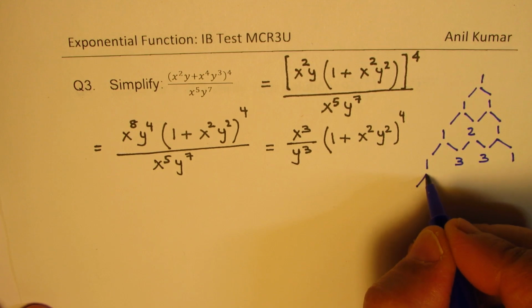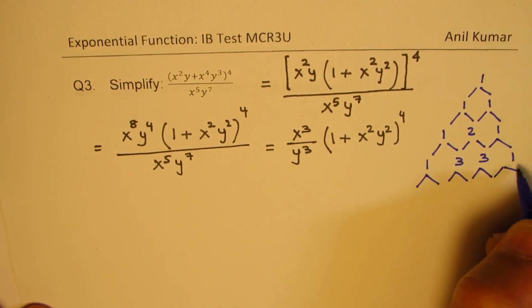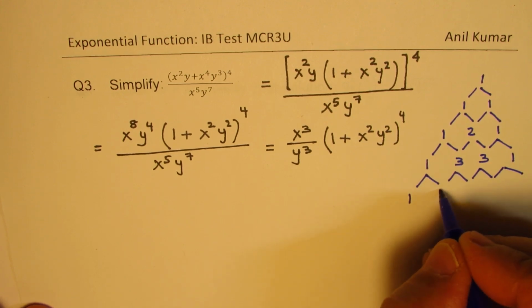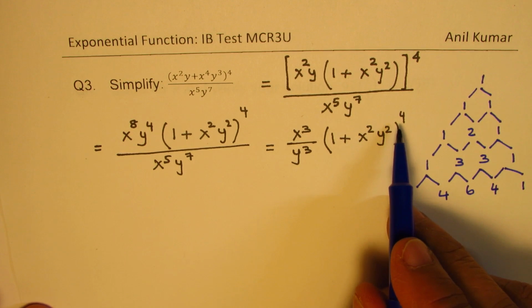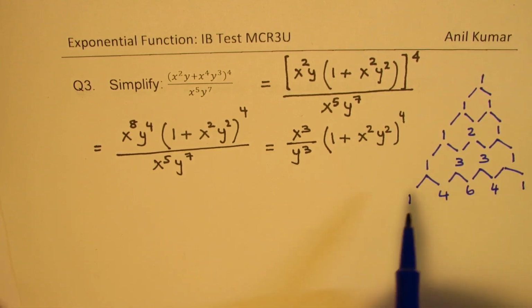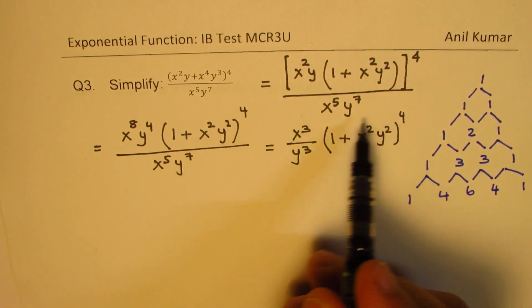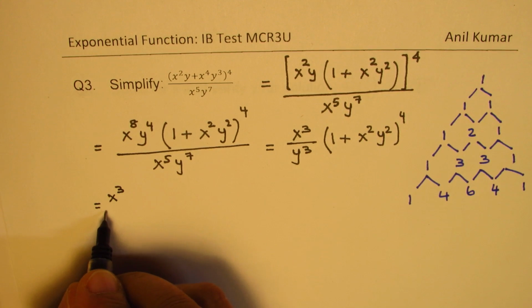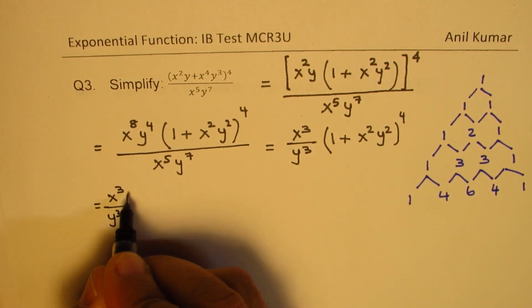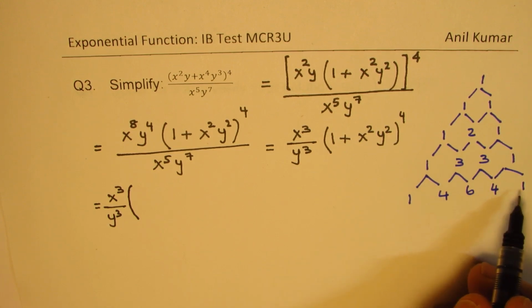So basically, we'll go one more level here. So we get the coefficients which are 1, 4, 6, 4 and 1. So when we have power of 4, we get 5 terms. And these are the coefficients of these terms. So we could write this as equal to x cubed over y cubed, and expand this with these coefficients.